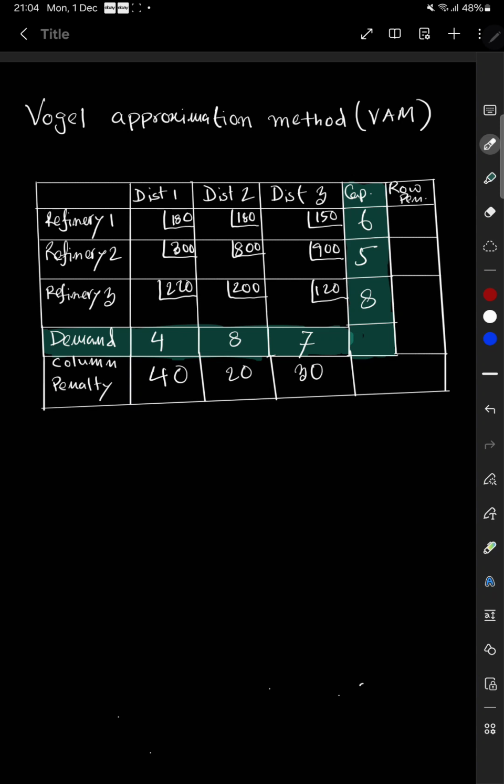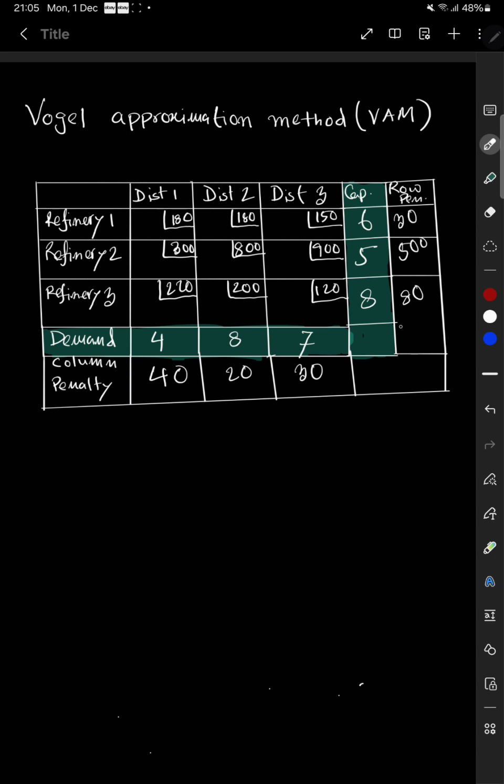In the same way, we will get the row penalty. So let's have a look. For row penalty, 150 is the lowest, and the next value is 180, so that should be 30. Then for the second row, the lowest is 300 and the next is 800. Oh, it's pretty big, so we'll give 500 in here. And then for the third row we have 120, and the next one is 200, so that should be 80 in here.